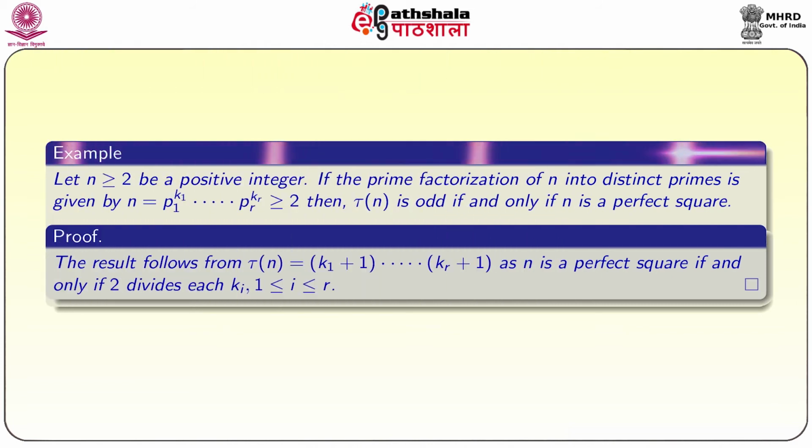Now, we give an example. Let n greater than or equal to 2 be a positive integer. If the prime factorization of n into distinct primes is given by n is equal to p1 power k1 and so on pr power kr, then tau of n is odd if and only if n is a perfect square. The proof is easy to see. It is because tau of n is equal to (k1 plus 1) into and so on (kr plus 1). So, n is a perfect square if and only if 2 divides each ki. Okay. So, that is why in that case tau of n becomes odd.